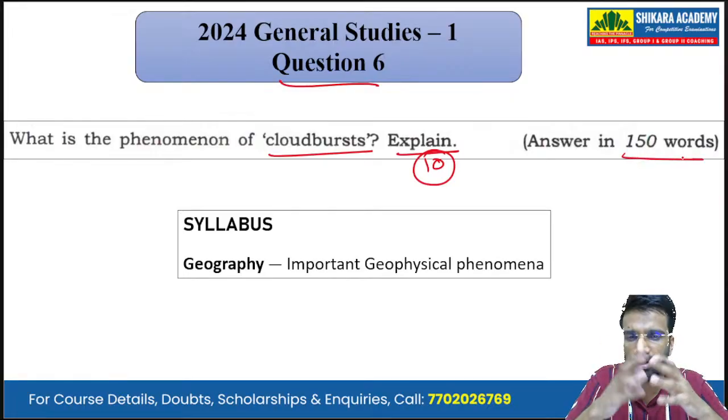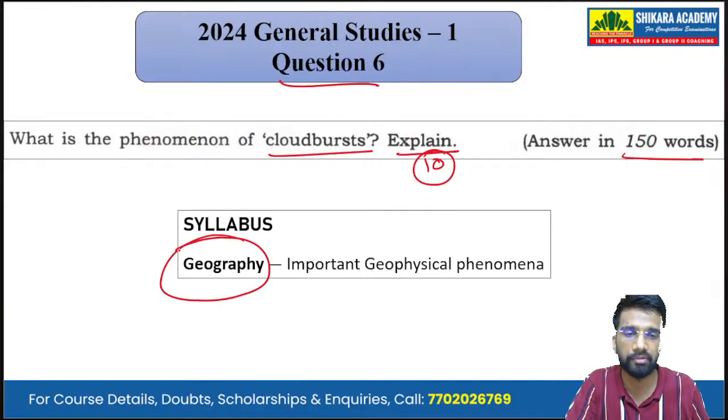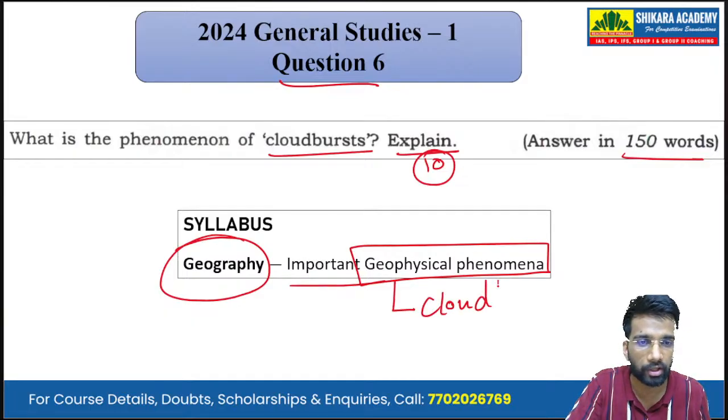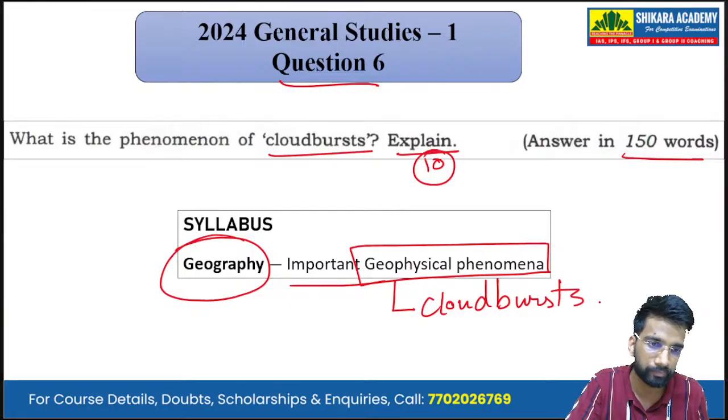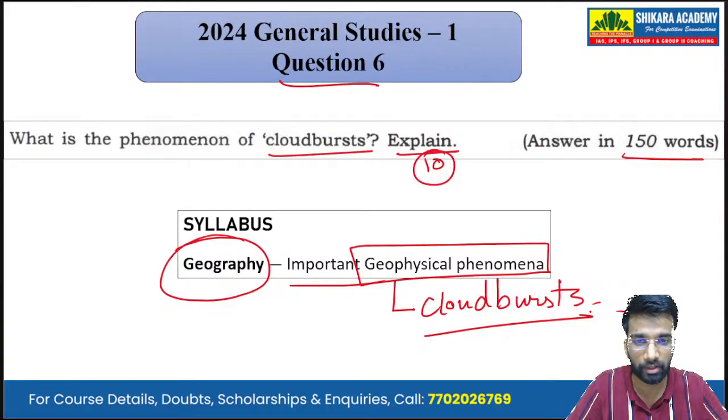Now, mapping it with the syllabus, it is a direct question asked from the subject of geography, and this topic is the important geophysical phenomena. And what is the geophysical phenomena? It is talking about cloudbursts. Cloudbursts are very frequent, especially in the monsoon months, as recently we have seen the disaster unfolding in the state of Uttarakhand and Himachal Pradesh.